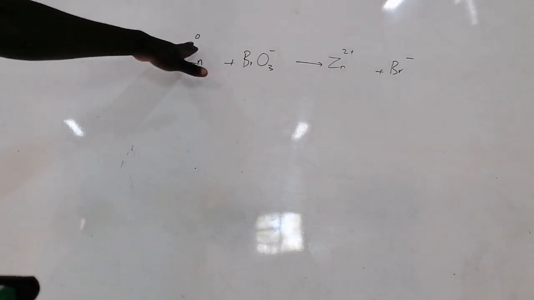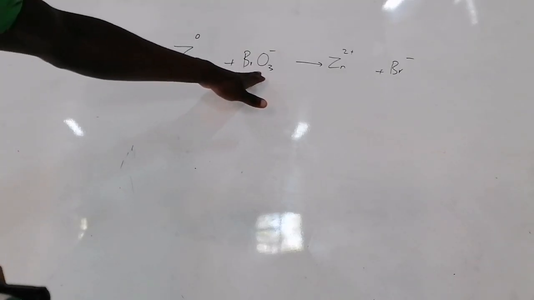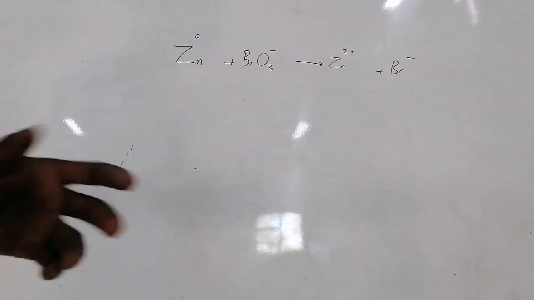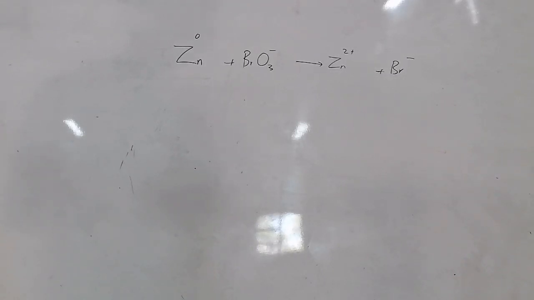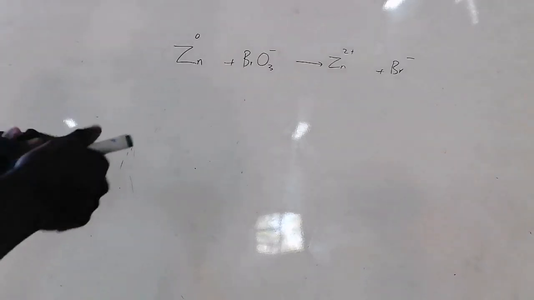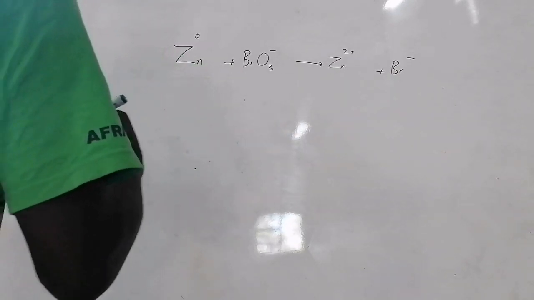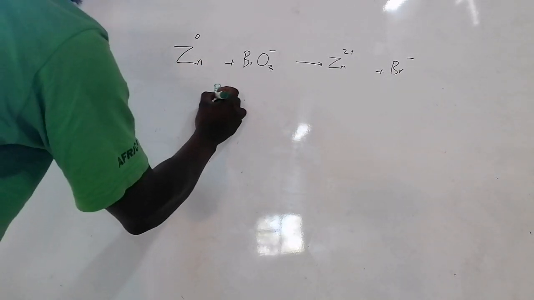We have zinc, and some oxidation numbers are given. So we have to find the oxidation number of bromine, Br, since we can't find the agents without having the oxidation numbers of all the elements we have in our reaction. So I have to find Br. We just do it aside.